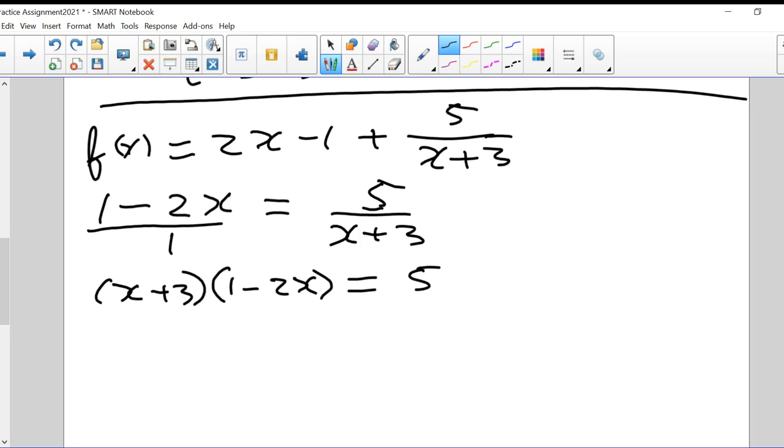He's adamant that he doesn't like me putting it over 1. All right, well, you don't have to do it. But at any rate, let's cross multiply now. So that would be x times 1, which is x. x times minus 2x is minus 2x squared. 3 times 1 is plus 3. And then minus 6x equals 5.